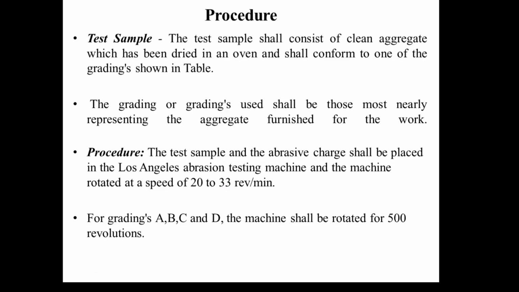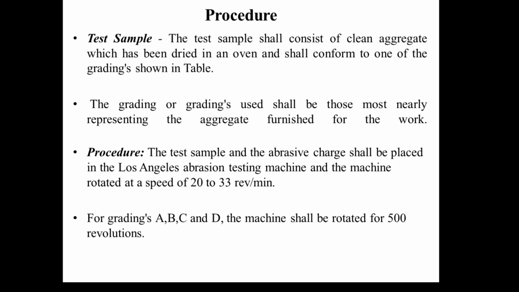Coming to the procedure. The test sample shall consist of clean aggregates which have been dried in an oven and shall conform to one of the gradings shown in the table. The grading used shall be those most nearly representing the aggregates which are furnished for the work. The test sample and the abrasive charge shall be placed in the Los Angeles Abrasion testing machine, and the machine is rotated at a speed of 20 to 33 revolutions per minute.